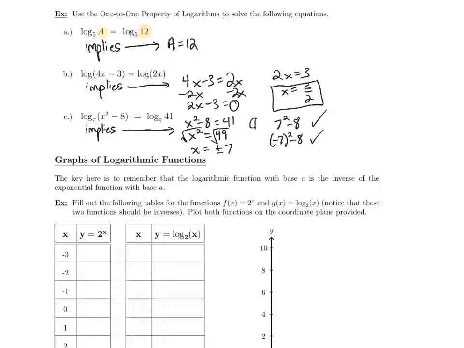You can do the same thing with the previous ones, particularly part B. If you want to check it, you say, well, when I plug this in, I get 6 minus 3, which is positive. And when I test it here, I get 3, which is positive. And notice that they're going to be the same in all of these cases. Okay, so that's how we can use the one-to-one property of logarithms to solve equations.